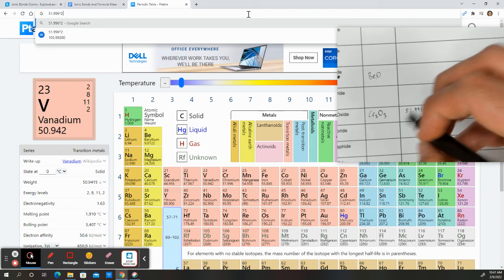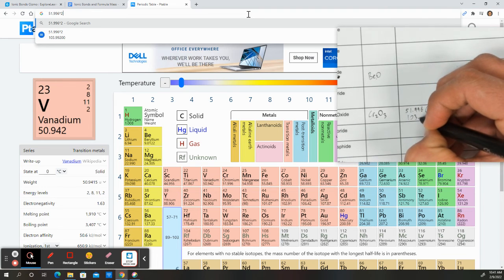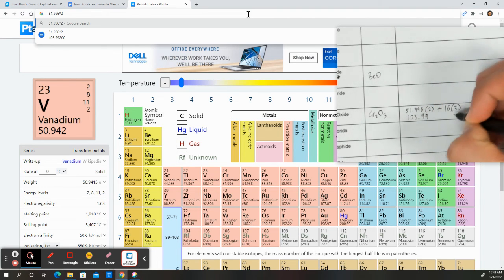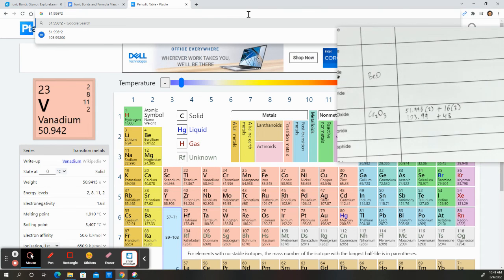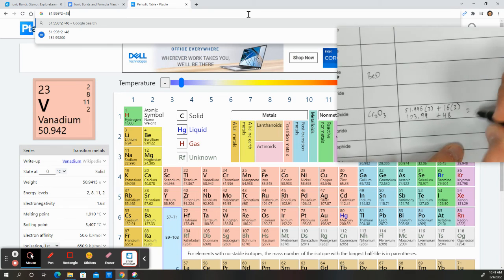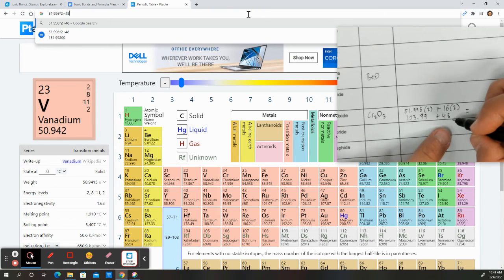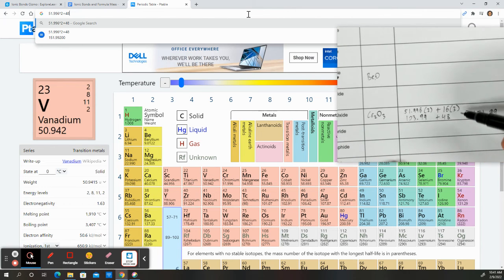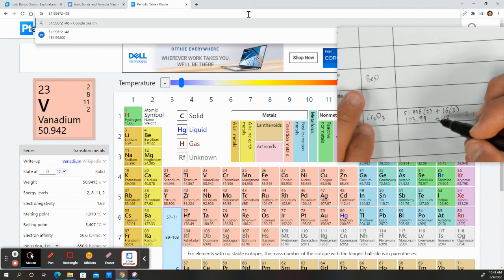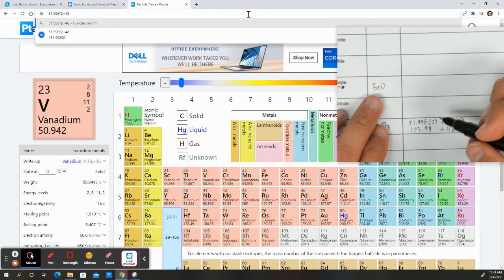So 51.996 times 2, we get 103.99 plus 3 times 16. That's going to be 48. So let's just go ahead and add 48. We get 103.99 plus 48 is equal to 151.99. That is the formula mass for this molecule. Go ahead and try this out for all these other elements. In this situation, we'll try out BeO right now.